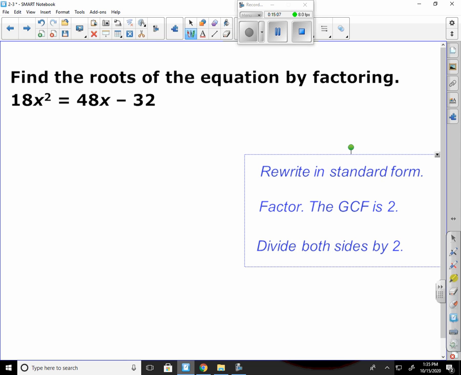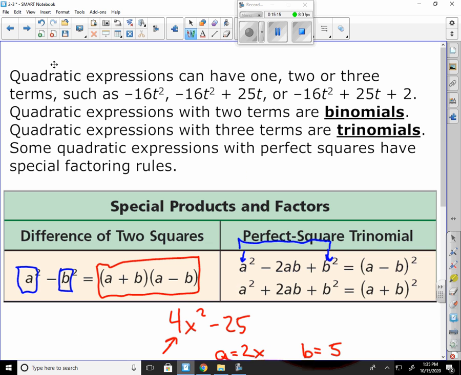Let's try another one. This is going to be a trinomial, which can already tell me that it's not going to be a difference of two squares, because that's only a binomial. But this could be a perfect square trinomial.